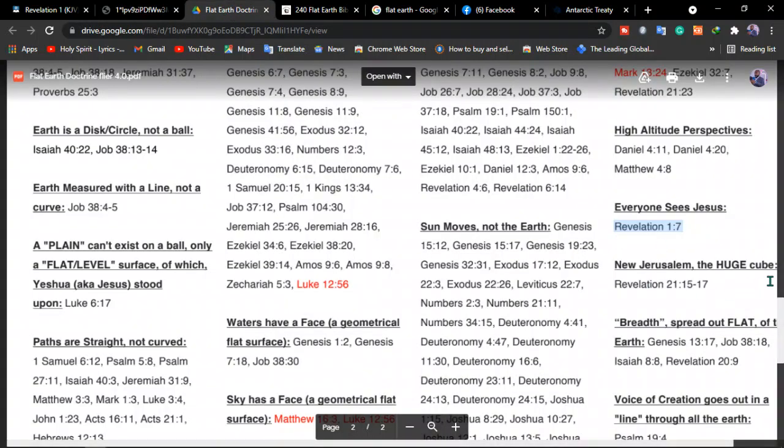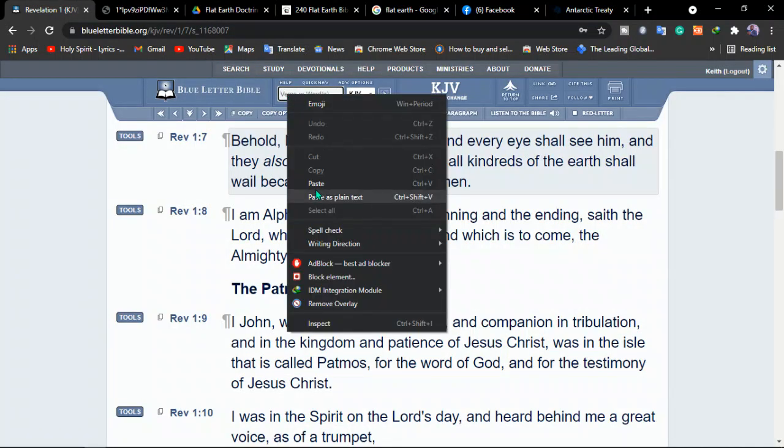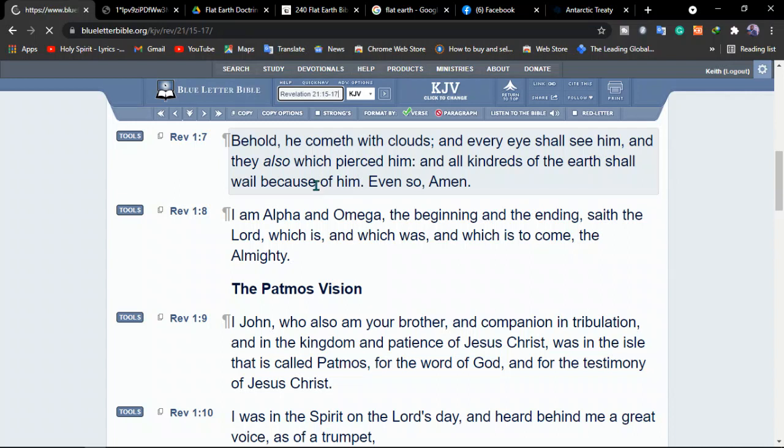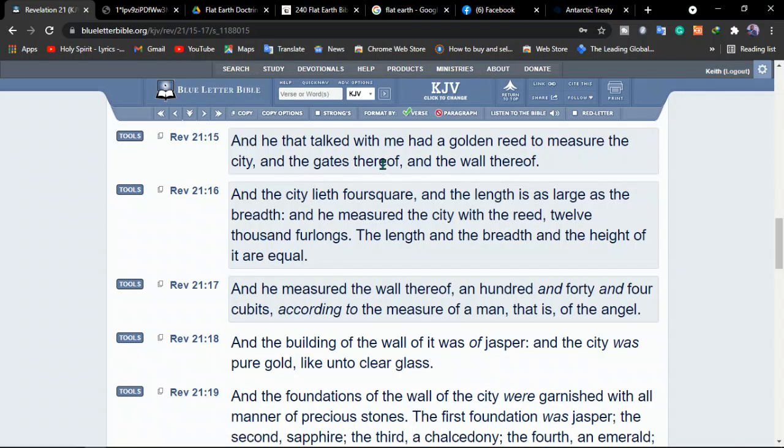New Jerusalem, the huge cube. Let's look at this huge cube, which is called the New Jerusalem, which will come down from heaven. And he that talked with me had a golden reed to measure the city and the gates thereof and the wall thereof. And the city lieth foursquare, and the length is as large as the breadth. And he measured the city with the reed, 12,000 furlongs. The length and the breadth and the height of it are equal.